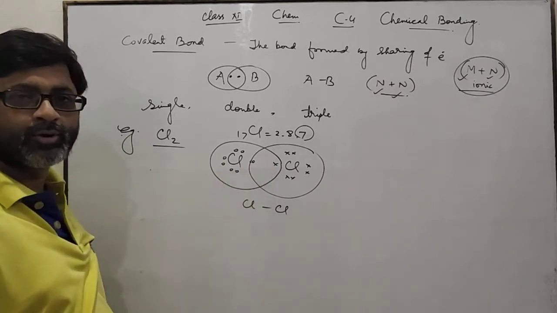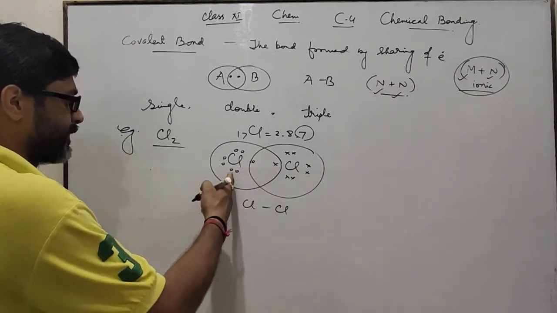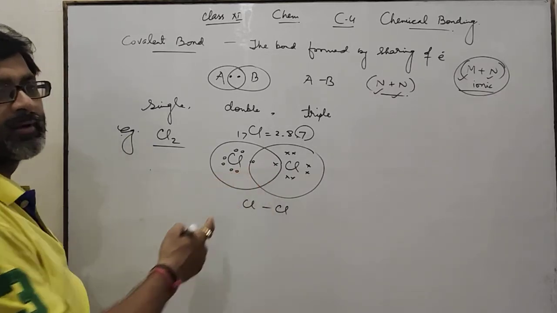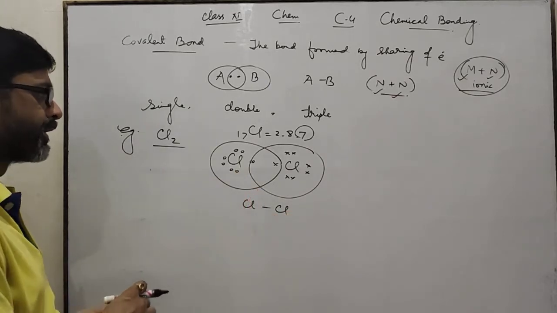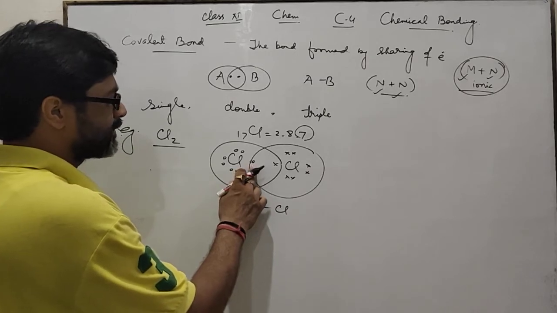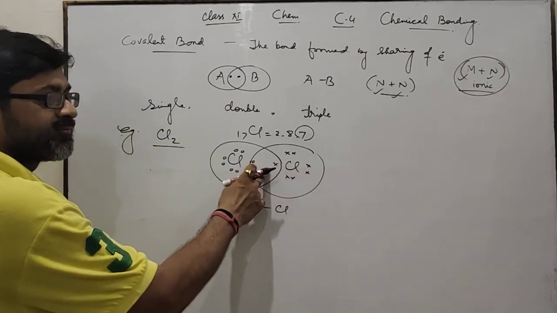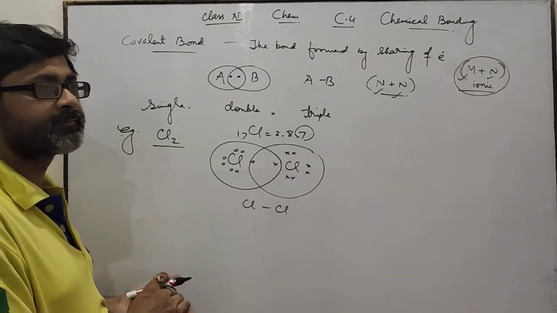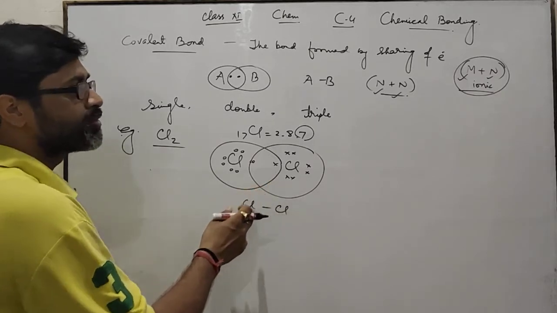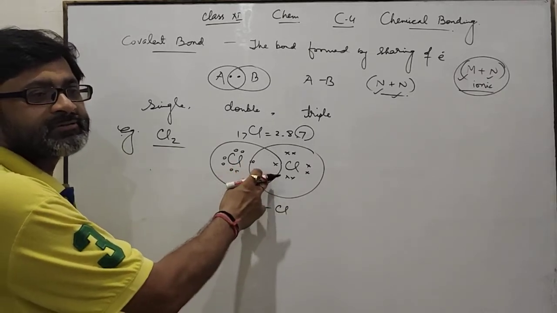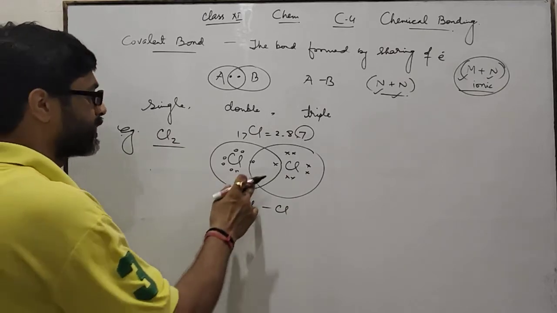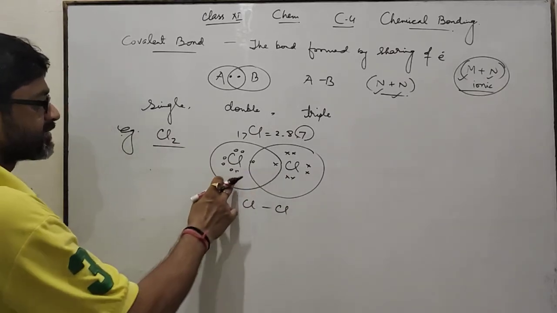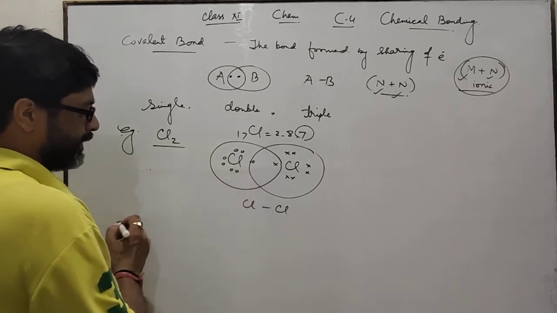Equal proportion of electrons takes place. It is not possible that 2 electrons of this chlorine and 1 electron of this chlorine get shared together. Not possible. If 1 electron of this atom is shared, then 1 electron from this atom is also shared together. It is not possible that 1 electron of this and 2 electrons of this are shared together. In this way, Cl and Cl form a single covalent bond.